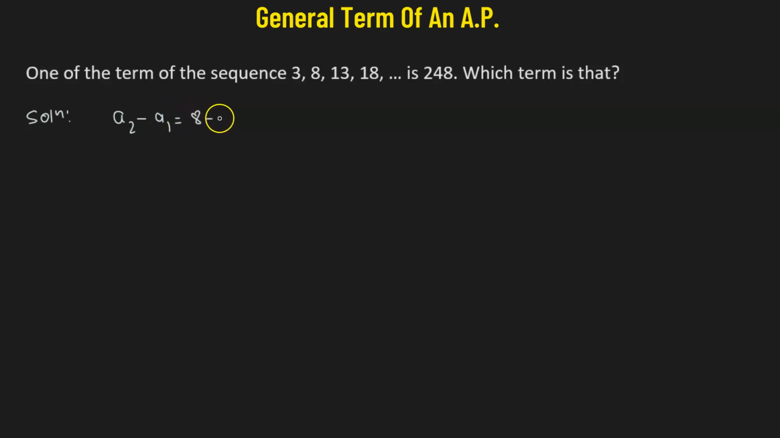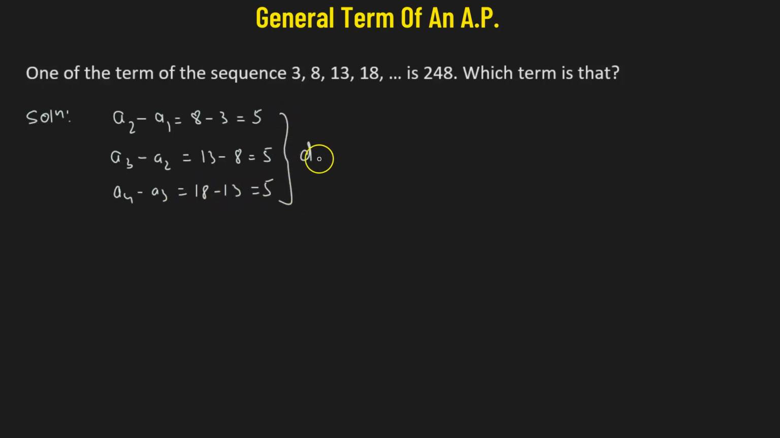So that will be 8 minus 3. This is going to be equal to 5. Fine. Similarly, we can find a3 minus a2. So that will be 13 minus 8, which is also equal to 5. We have a4 minus a3. So that's 18 minus 13, which also has the value of 5. So that means our common difference is d equals 5, and this particular sequence is an AP.